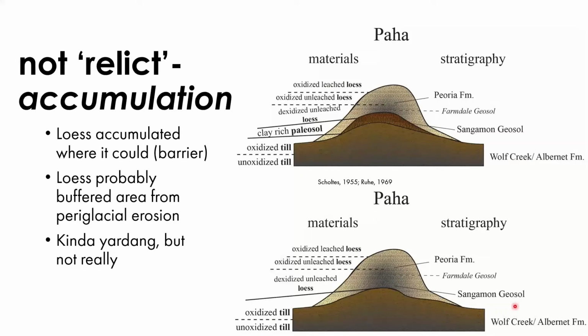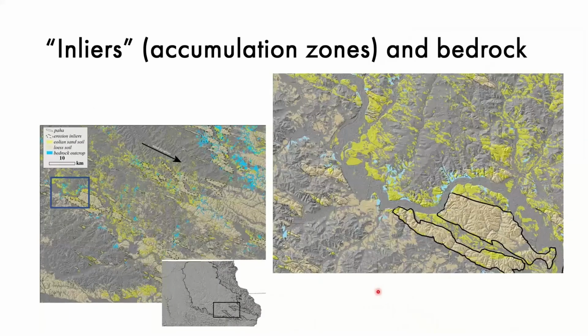So pahas are not relic surfaces, they're accumulations. So yes, they are old surfaces, but it's not because the loess wasn't there originally. The loess acted as a buffer to protect that, and that's why you have certain areas the loess wasn't getting to, and you lose the Sangamon, because that periglacial erosion was happening before and during loess deposition as well. And these inliers are just massive accumulations of loess due to bedrock cutting down.